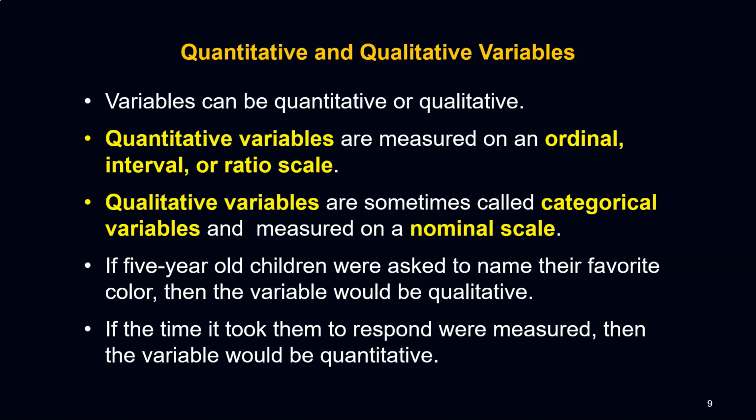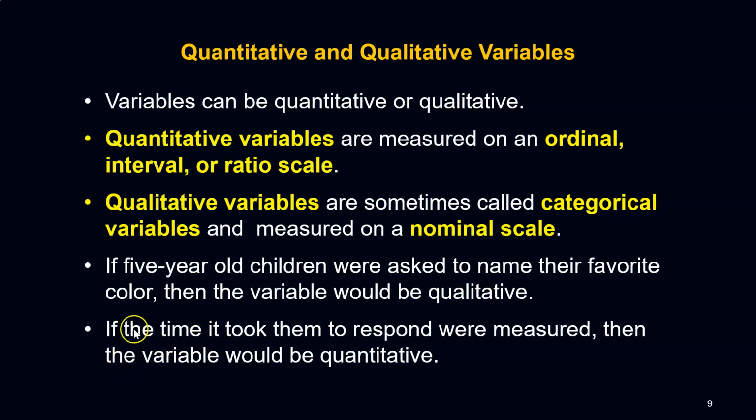Okay, let's see the example over here. If 5-year-old children were asked to name their favorite color, then the variable would be qualitative. Sebab colors we cannot measure. Colors we can only categorize them. Kita cuma boleh kategorikan dia. So that one will be qualitative.